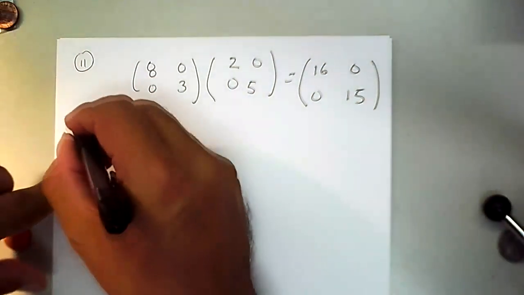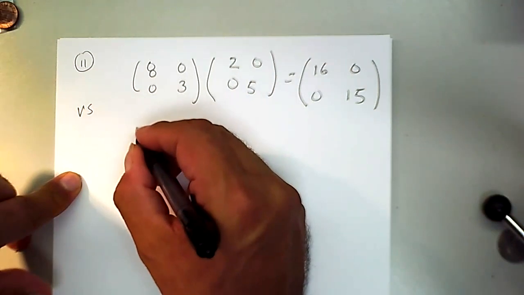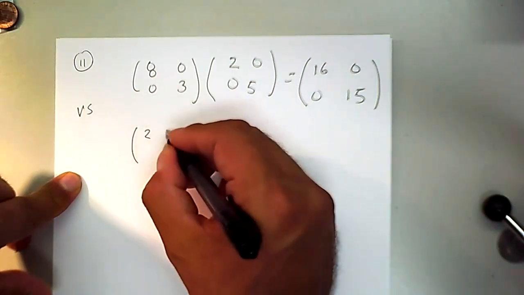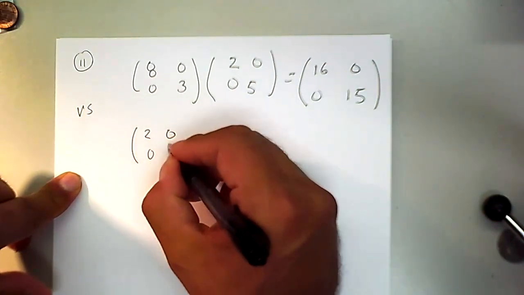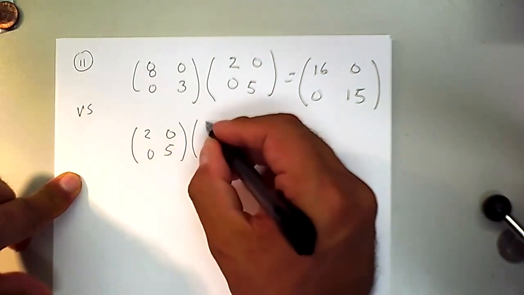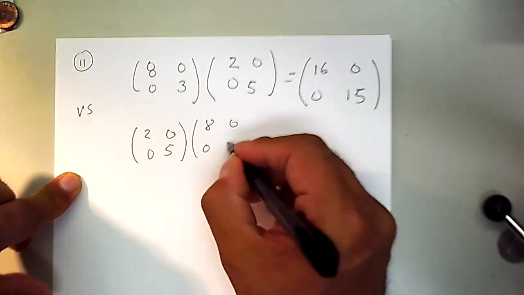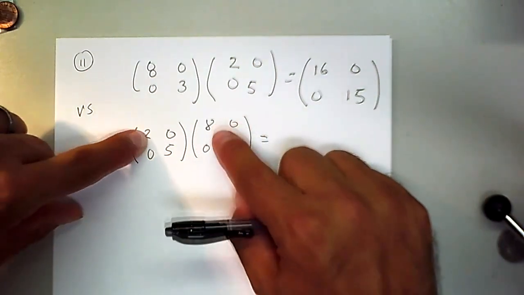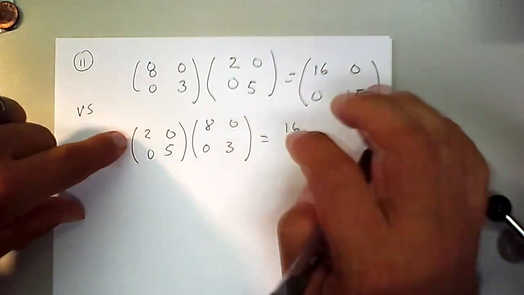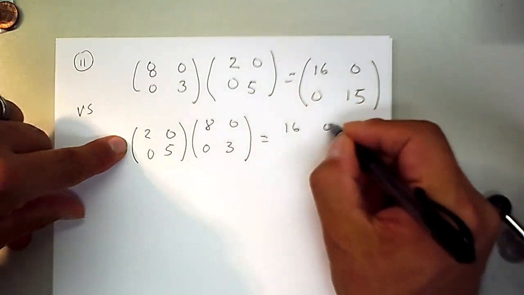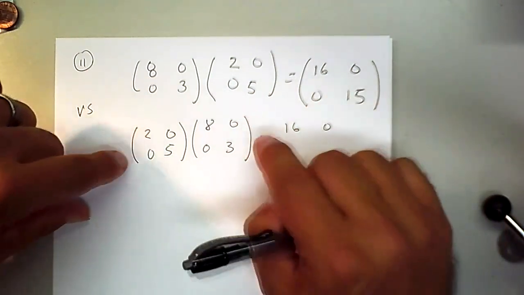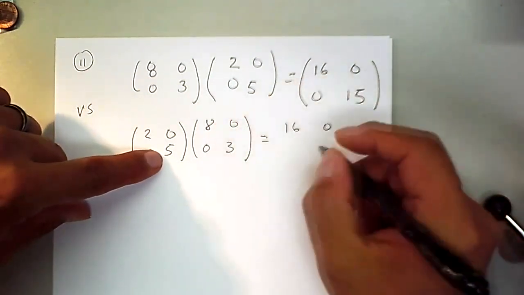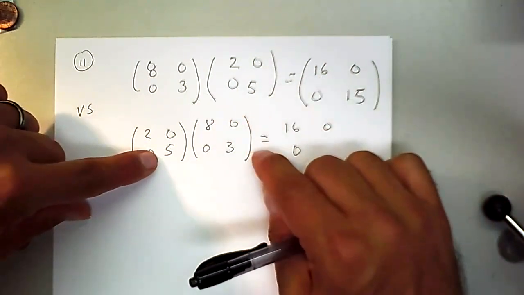Now let's do this product the other way. 2, 0, 0, 5, 8, 0, 0, 3. And then we have 16, 0, 0. Let's make sure. Yep. 0, 0, 0, 15.